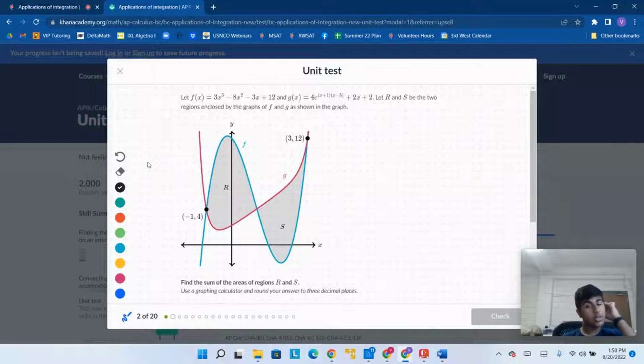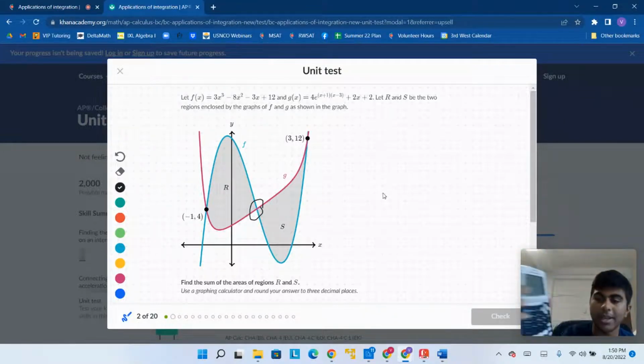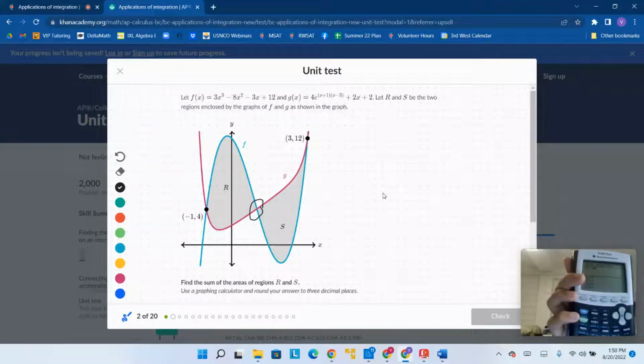Well, what we could do is find the intersection right here, and find the area between f and g for R, and then find S, but I don't want to, because that's really tiresome, and you don't have to. What I'm going to do is go to the plot, where you can type in these functions, you go to just y equals right here on the TI-84 Plus.